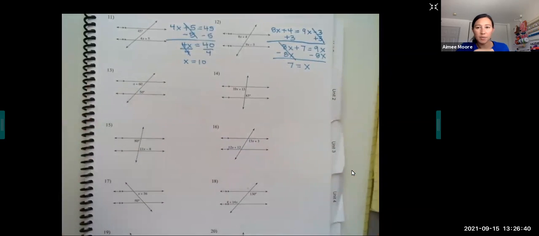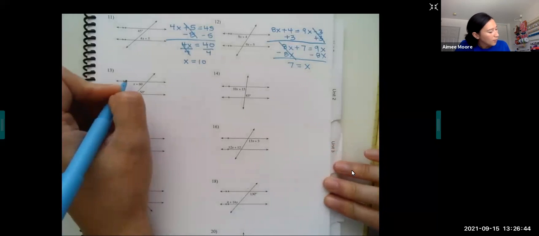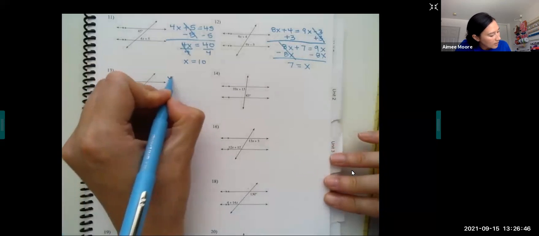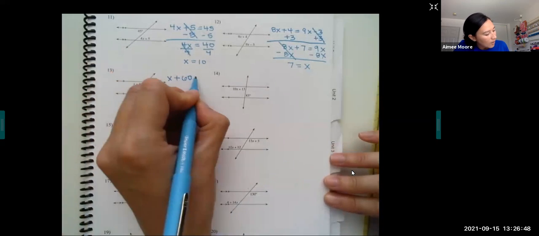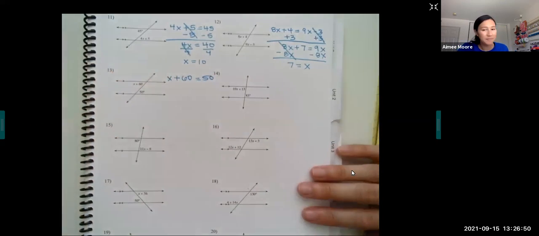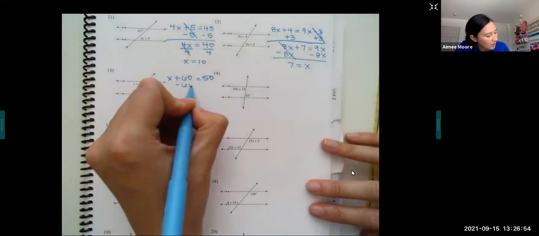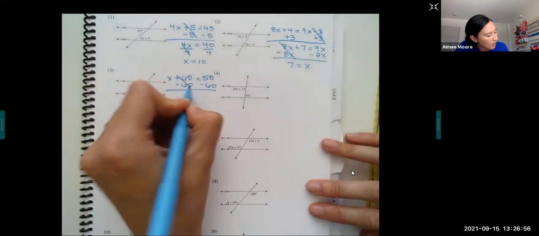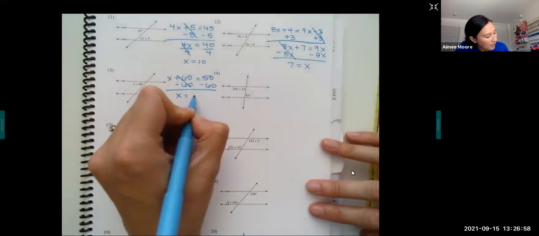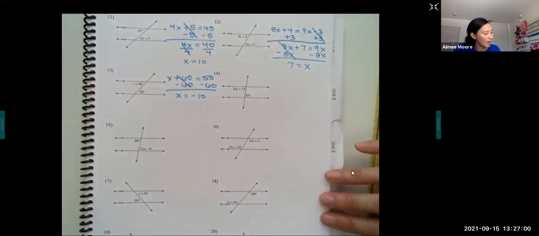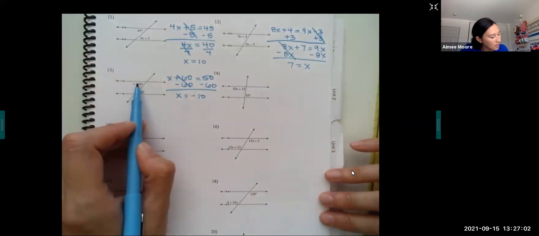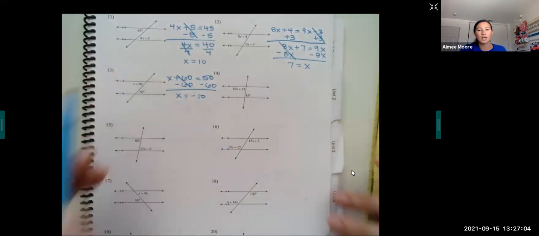Okay, let me do number 13. I don't know if we have 4 minutes. So we have x plus 60 equals 50. Again, we're solving for x, which means we need to subtract 60 from both sides. So x equals 50 minus 60, which is negative 10. And we can check: negative 10 plus 60. Yep, that's 50, just like it should be.